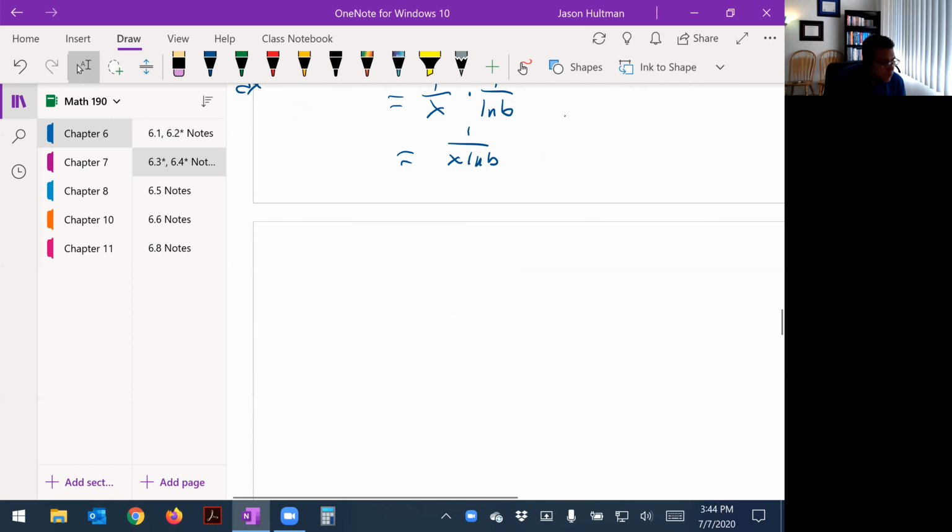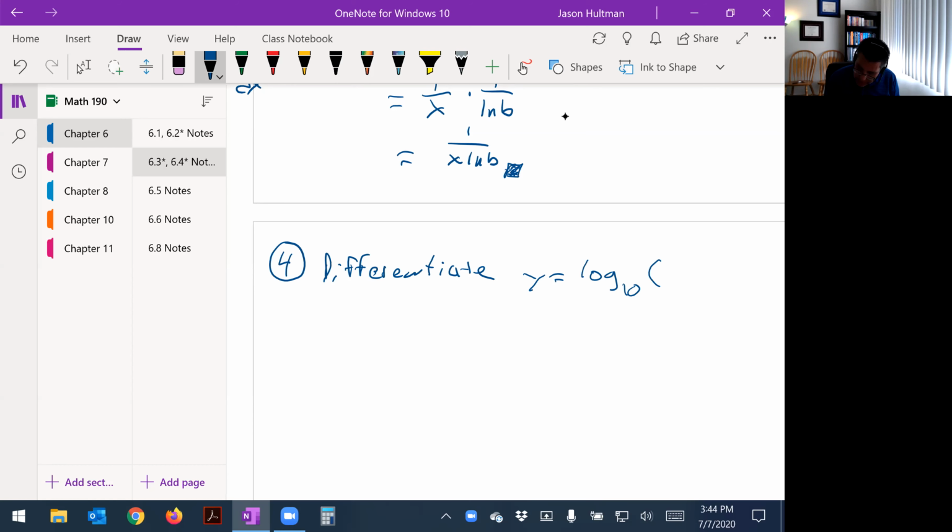Okay. And then I'll put a little square there. Don't forget our quid erat demonstrandum. Okay. Number 4. What's number 4 here? I can't even speak today. Differentiate. Y equals log base 10 of 2 plus sine x.